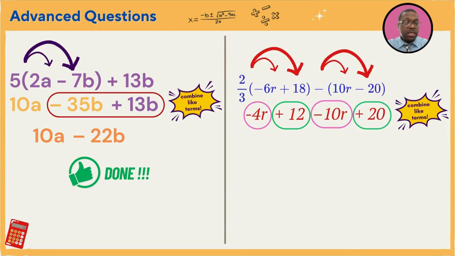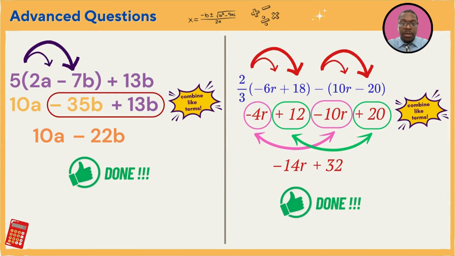Now at this point, let's just put things together that are the same. You see the r's, let's put those together. Negative 4 combined with negative 10 should give you negative 14. Just like, let's put the regular numbers together. Positive 12 combined with positive 20 should give you positive 32. And the r's cannot combine with regular numbers. So that means in this case, we are done.